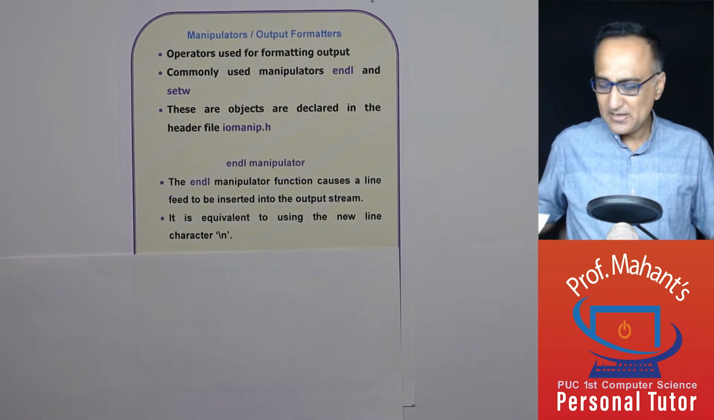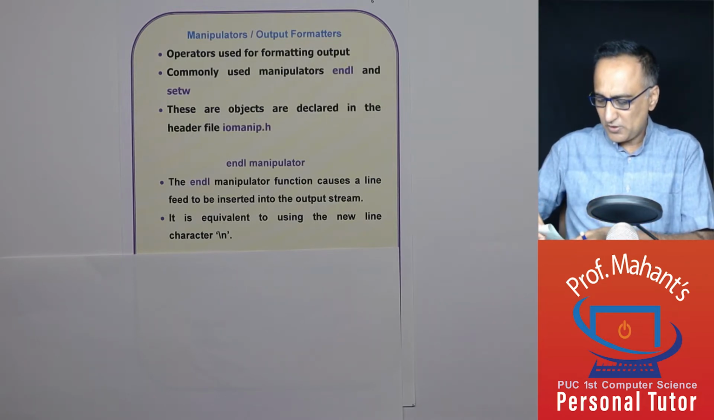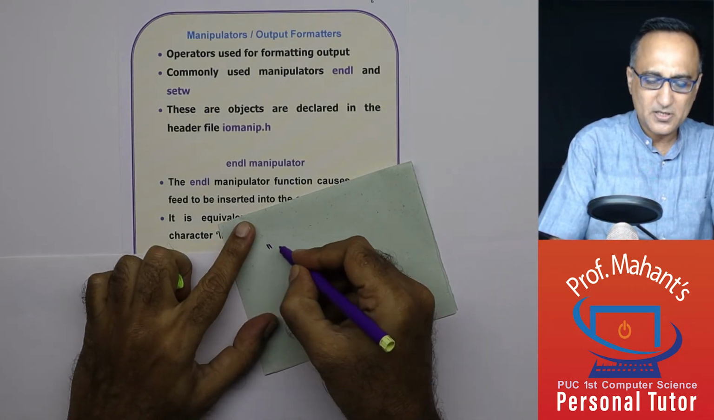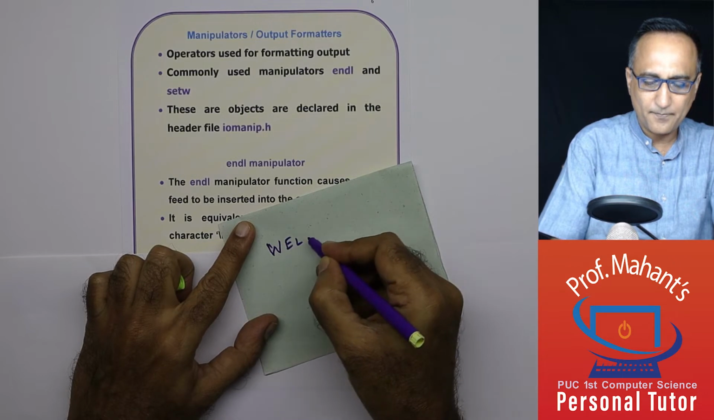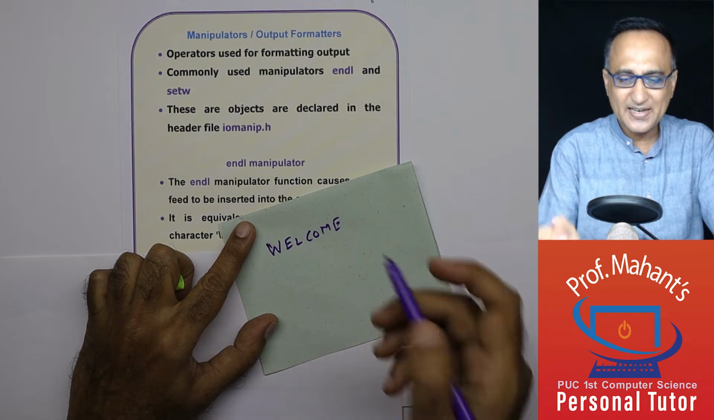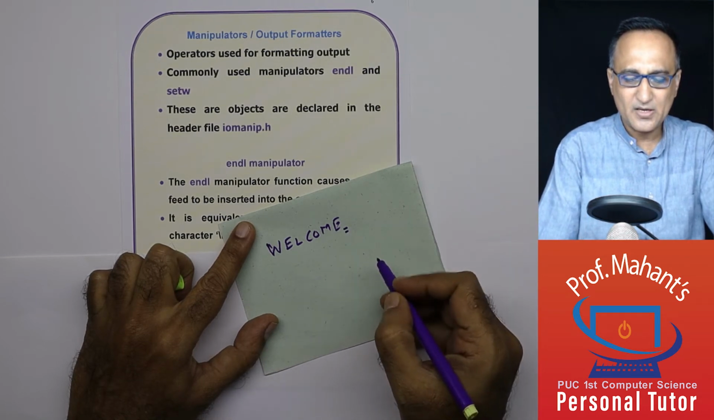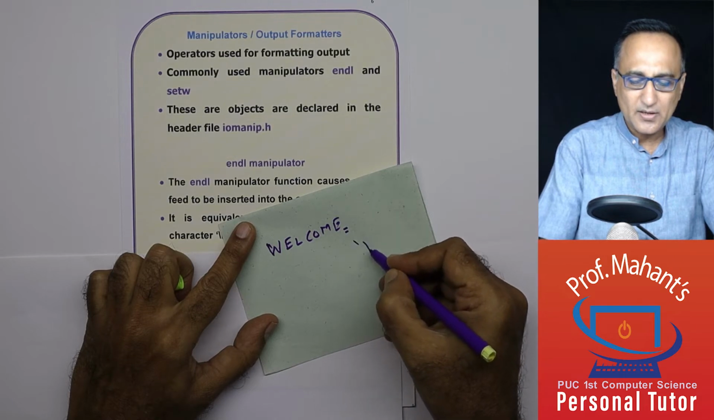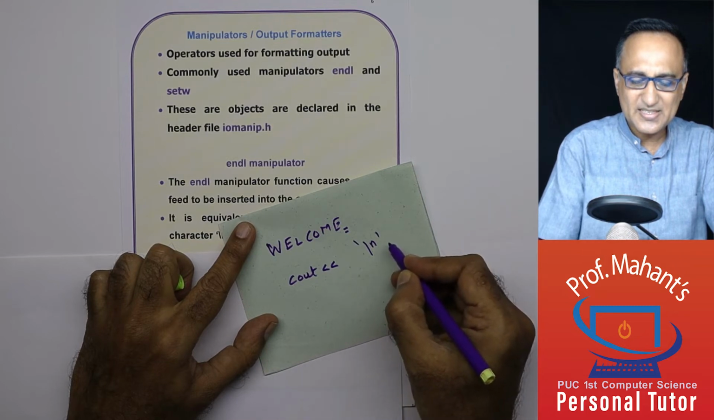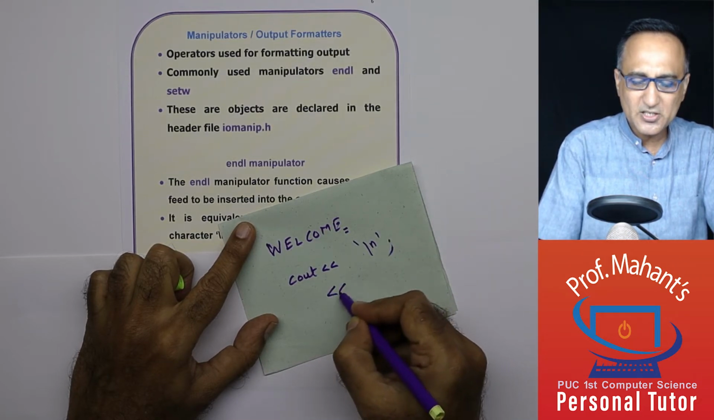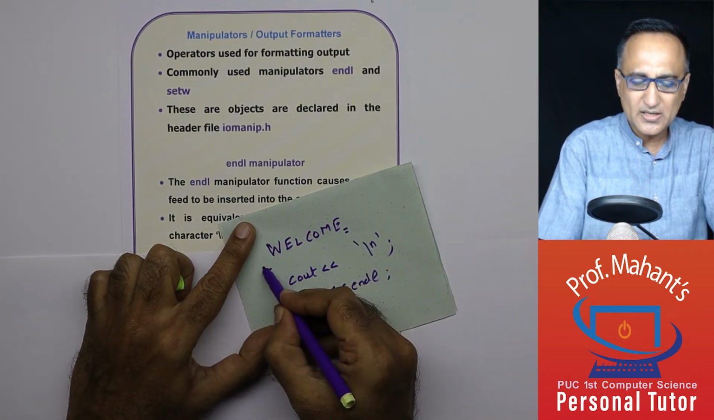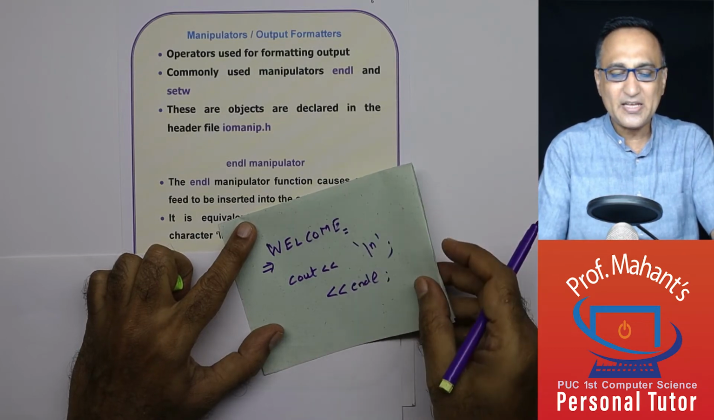So what happens is, let us say I display something on the screen. Let me take this example. Let us say I display this message on the screen, welcome. When I display this message on the screen, the blinking cursor remains here. What I should do is, in the cout statement, I should include this slash n, or instead of slash n I can write endl. So after it writes welcome, the cursor goes to the next line. That is the function of the endl manipulator.